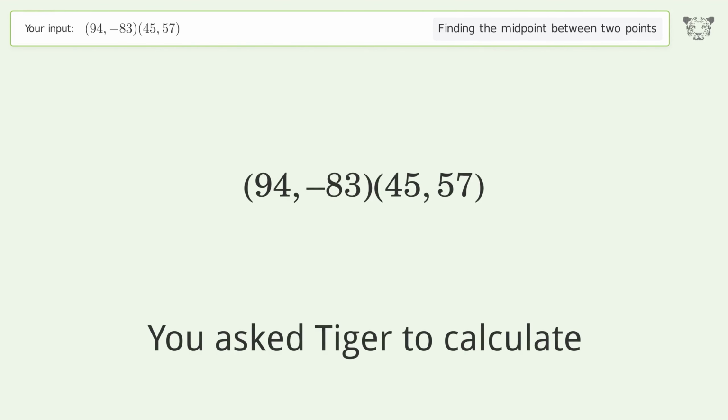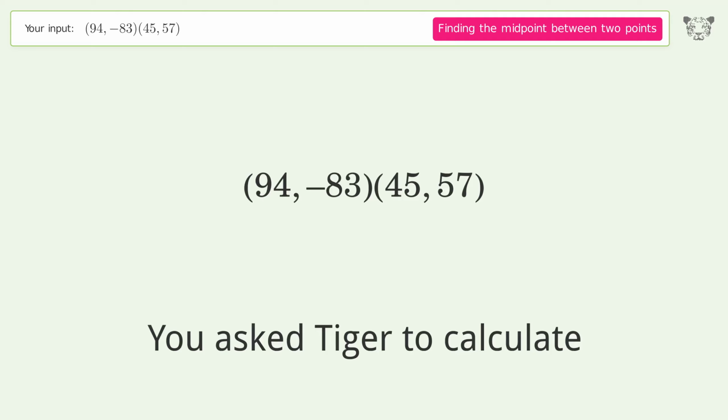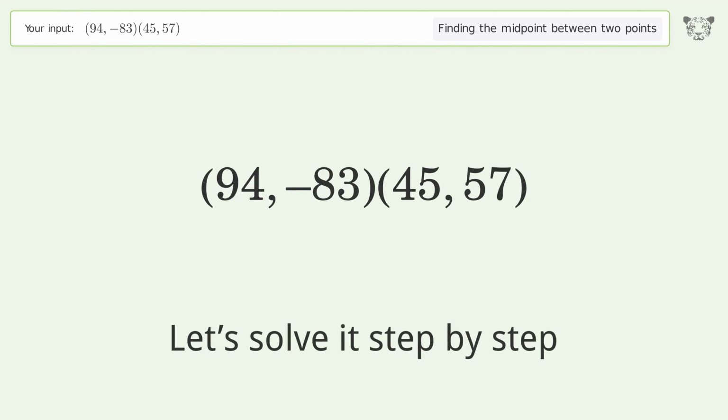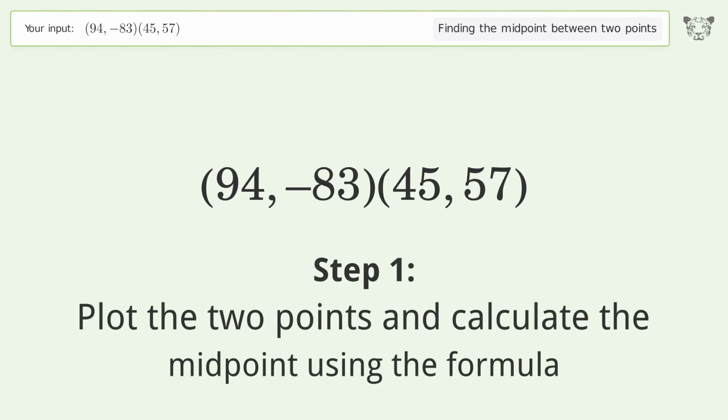You ask Tiger to calculate. This deals with finding the midpoint between 2 points. The midpoint between the 2 points is 69.5, -13. Let's solve it step by step. Plot the 2 points and calculate the midpoint using the formula.